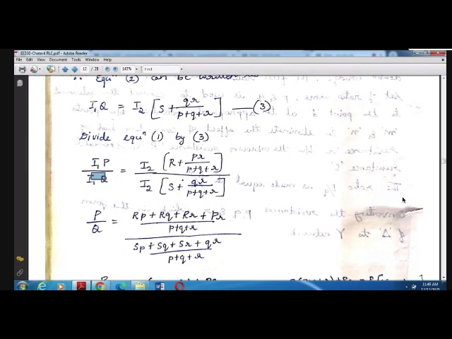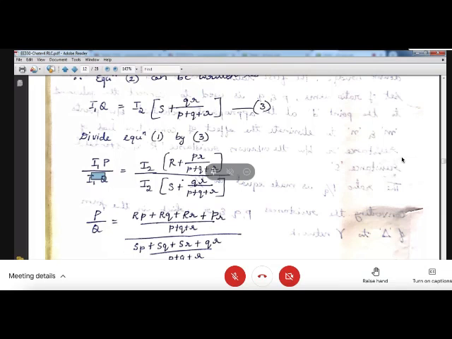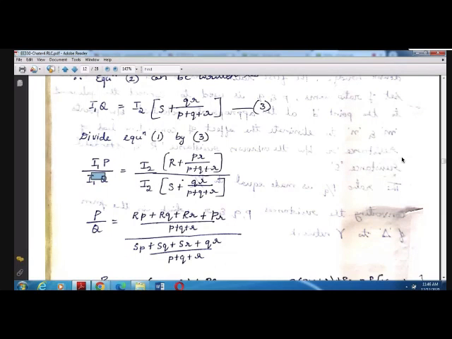Already we have taken the LCM and done the simplification. That is Rp plus Rq plus Rr, small r, divided by P plus Q plus R plus PR here. This one.